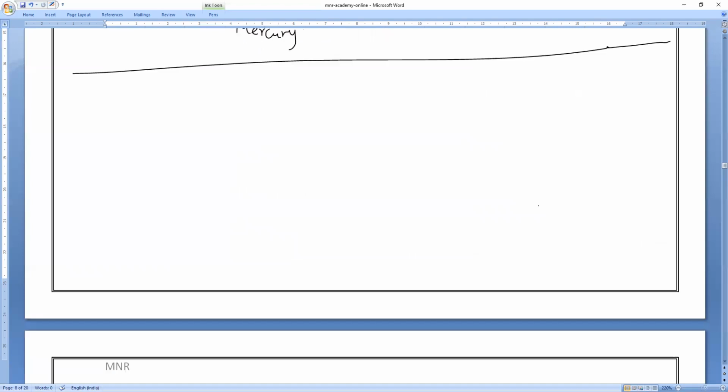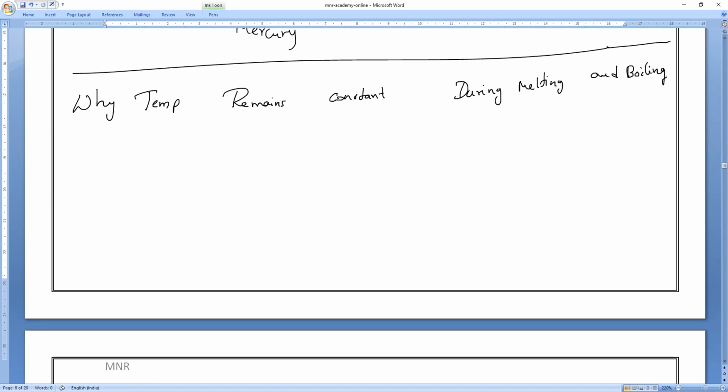Okay. So please all of you keep noting. Why does temperature remain constant during melting and boiling? During melting and boiling, where does the heat energy go? How, sir, will the temperature be constant during melting and boiling? That is what we are going to discuss now.